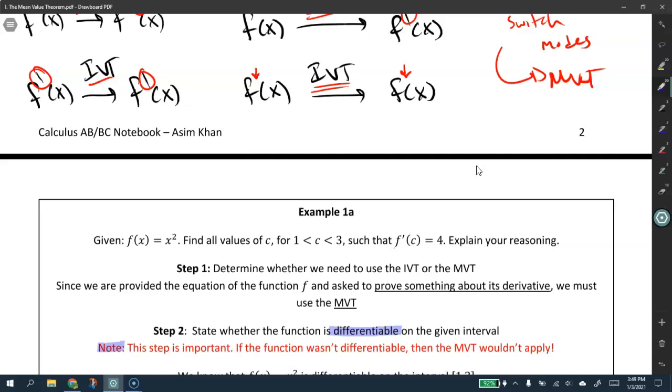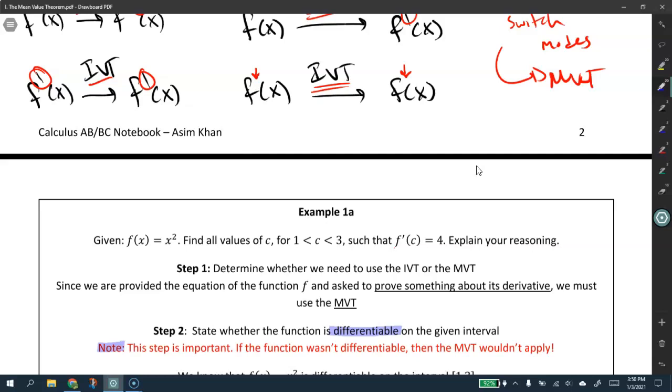Just like I told you in the previous lesson, the Pythagorean theorem has a precondition that it only works on right triangles. If you give me a triangle that's not a right triangle, I cannot use the Pythagorean theorem anymore. The MVT is very similar. If you tell me something isn't differentiable, then I can't use the MVT to begin with. So the problem is either going to be solved in a different way or it's not going to be solved at all.